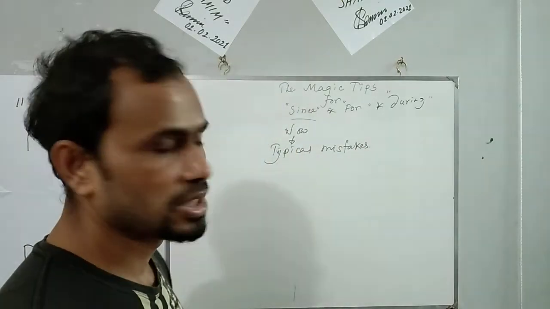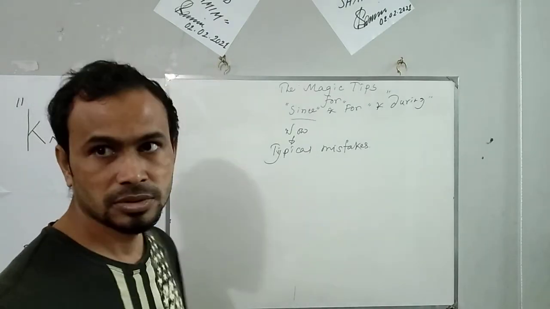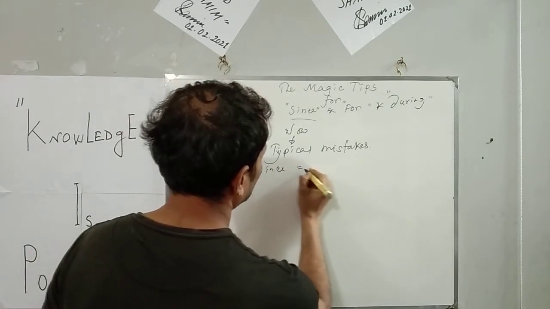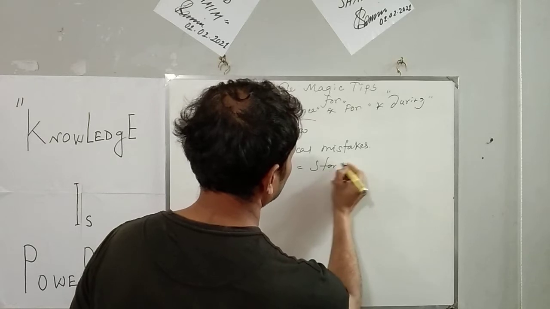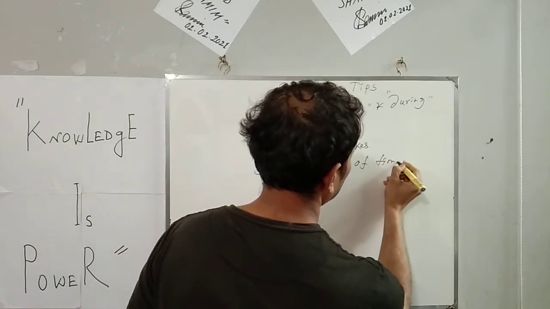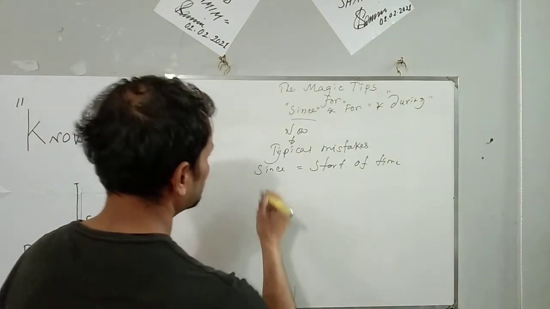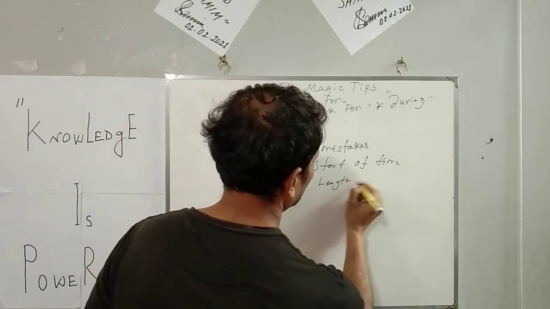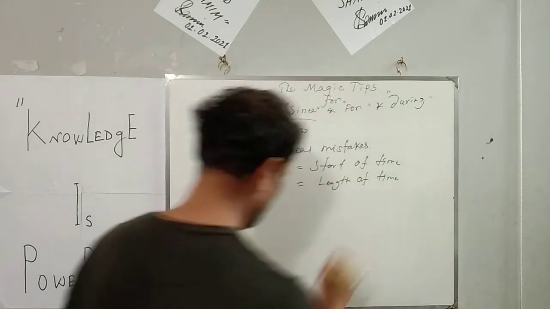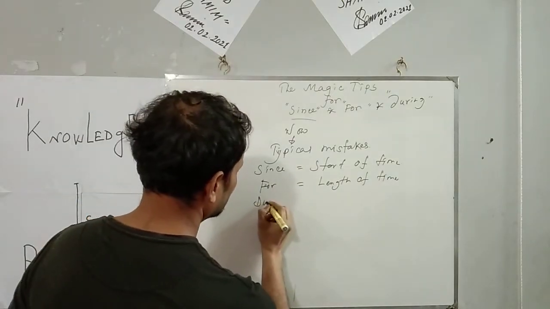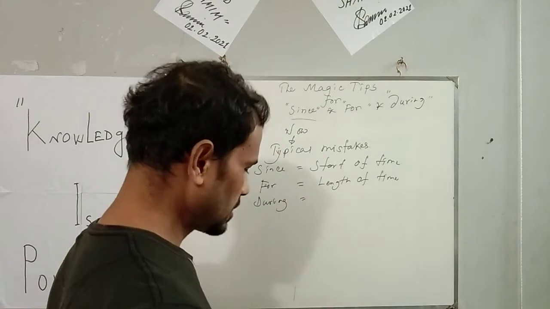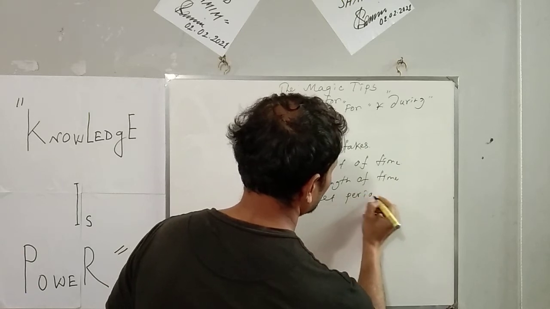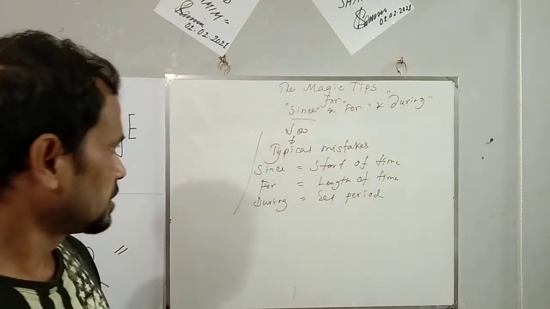Since means, I'd like to write again so that this pattern would help you to understand. Since means, already I have told you, start of time. For means length of time. And during means set period. Okay.